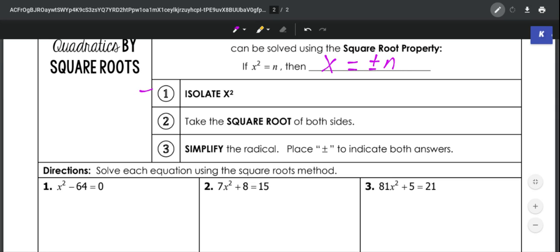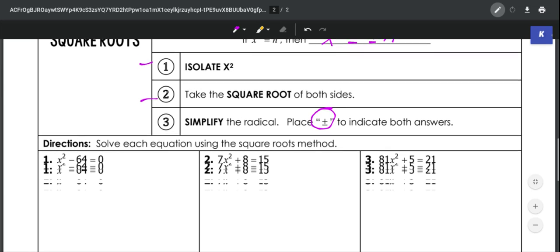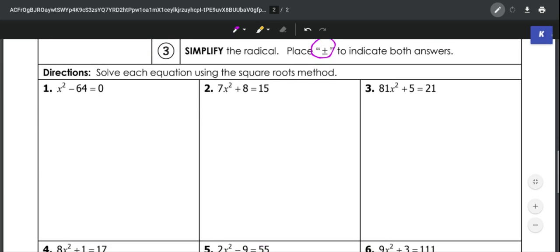So you're going to isolate x squared. You want to get x squared by itself. So you're essentially solving for x squared. Then you're going to take the square root of both sides, and that will cancel out this exponent of 2. The only thing that you have to do is use this plus or minus sign to indicate that your answer could be a positive or a negative number. So I'll show you what that looks like.